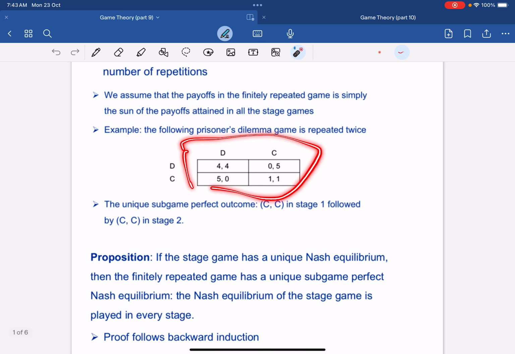For example, if you take this as your stage 2 first, or stage 3, then the player in that game in stage 3 will play 1-1. If you go back, there's no effect, so you'll play 1-1 again. And then if you go back one more time, you see that it'll play 1-1 one more time. So in all the stages, it'll play the same Nash equilibrium. So when you combine them all, that will be the unique subgame perfect Nash equilibrium.